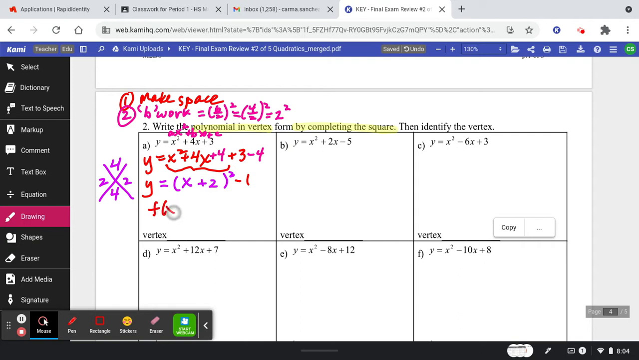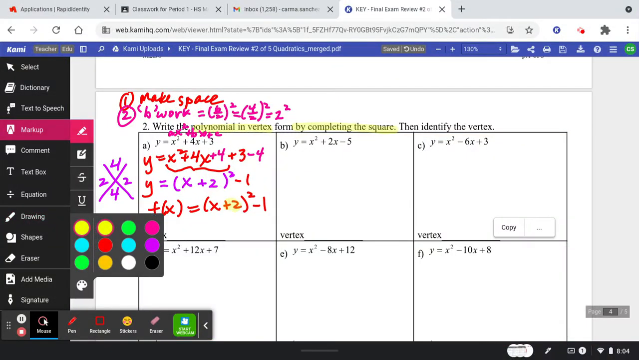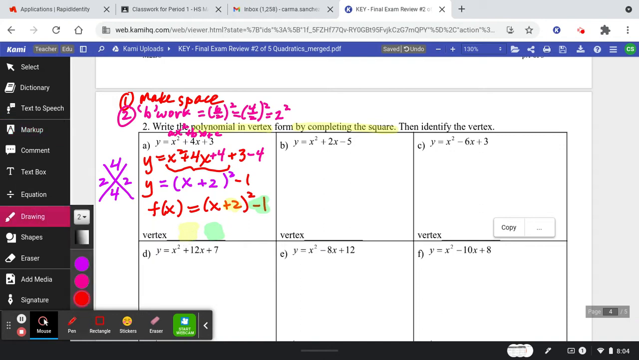Sometimes we write it in y equals, sometimes it says f of x equals. And then finally, my vertex comes from this number here and this number here. So if it's an x plus 2 in the parentheses, my vertex is a negative 2. And if there's a negative 1 constant off the back, my y value is a negative 1. So the vertex is known as hk for the horizontal shift to the x graph, and k is the vertical constant. And so negative 2, negative 1 would be my vertex.